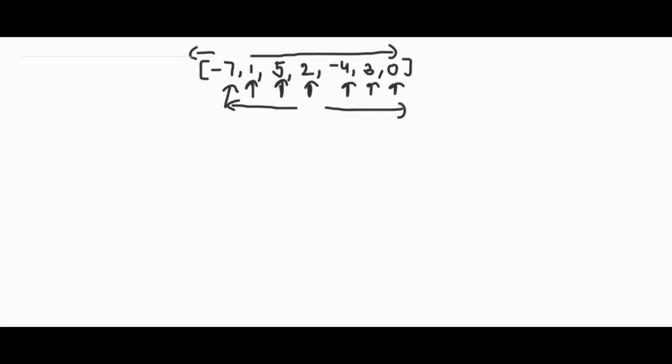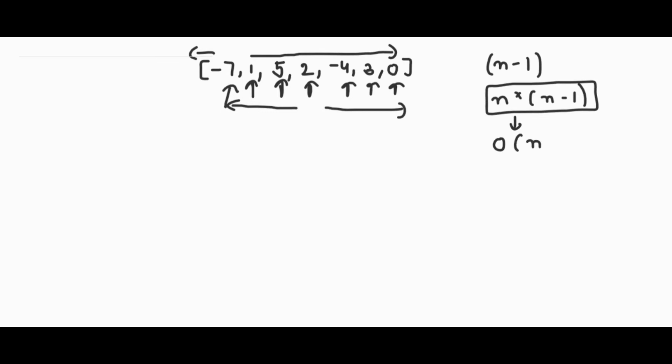That means for every element we have to traverse n minus 1 elements. Okay, so there are n elements, so a total of n into n minus 1 traversals will be there, right? So this will be the time complexity, which will come out to be big O of n square. This is the brute force approach. Now let's see the approach which will decrease our time complexity.